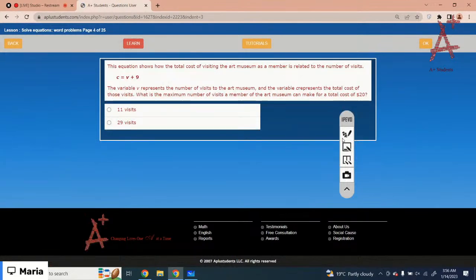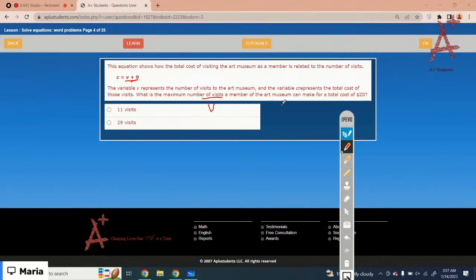Okay, the next one is this equation shows how the total cost of visiting the art museum as a member is related to the number of visits. It would be C equals V plus 9. The variable V represents the number of visits to the art museum and the variable C represents the total cost. What is the maximum number of visits? You have to calculate the value of V.